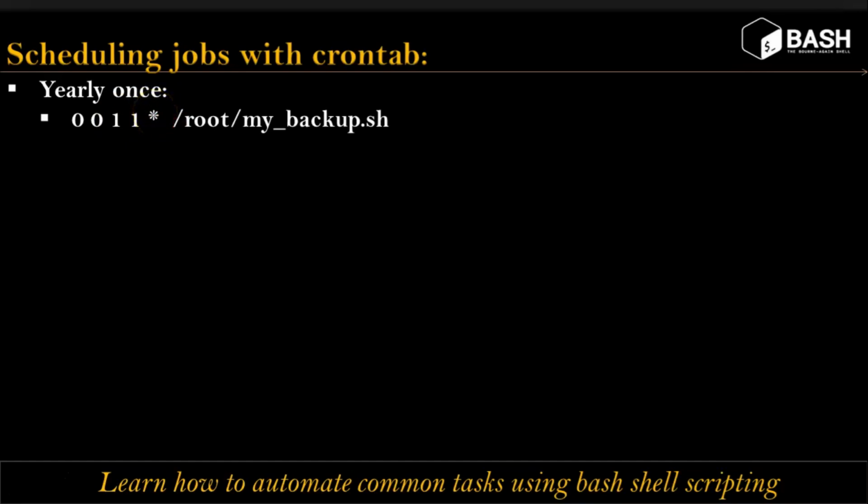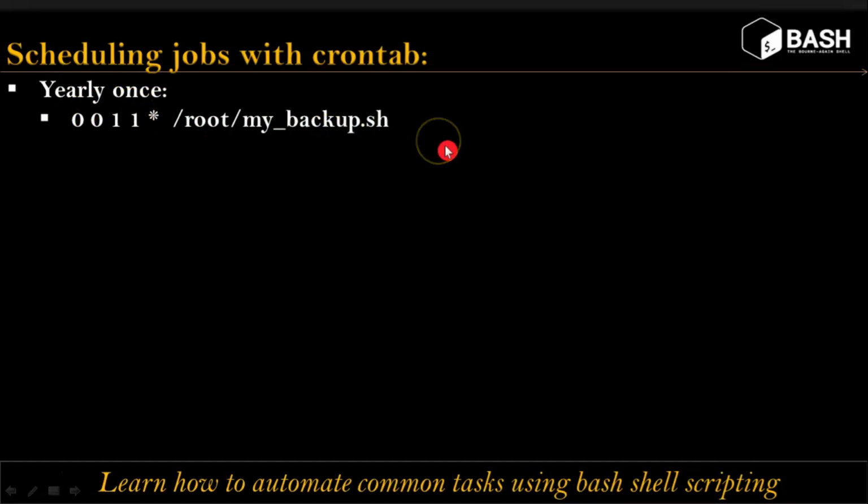Fine. Otherwise, suppose sometimes you may take backups only on weekends, then you can write here 6,0 or 0,6, so that the last field is Sunday, Saturday. That's fine. Now as of now, this job means every year on January 1st at midnight it will execute this script. That means you are running it once a year.